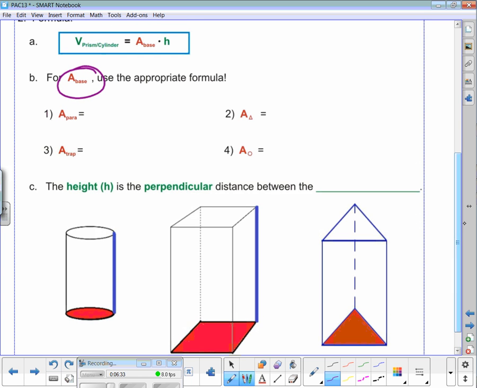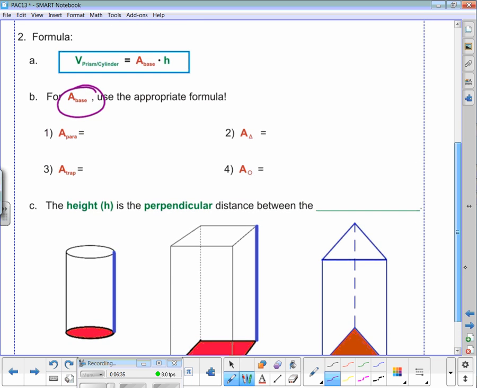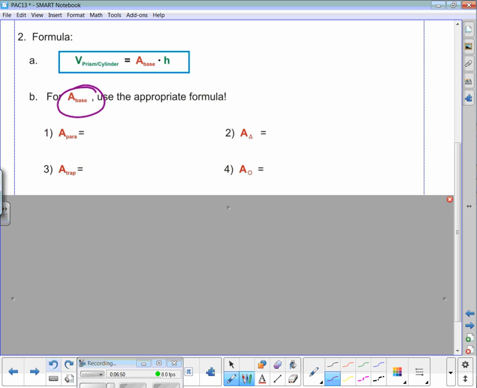So let me see if I can go through this. Here's the general formula, right? The volume of any prism or any cylinder is area of the base times the height. However, you have to take note of what kind of base you have, and that's what's going to go in place for the area of the base.